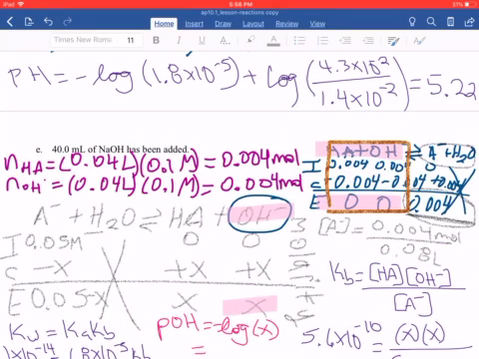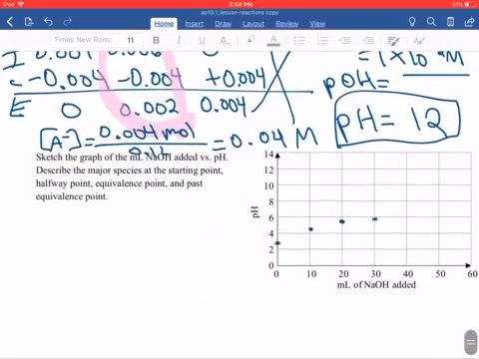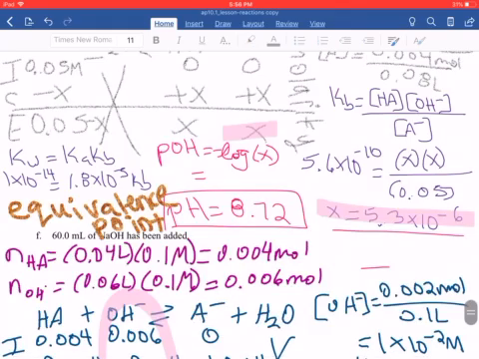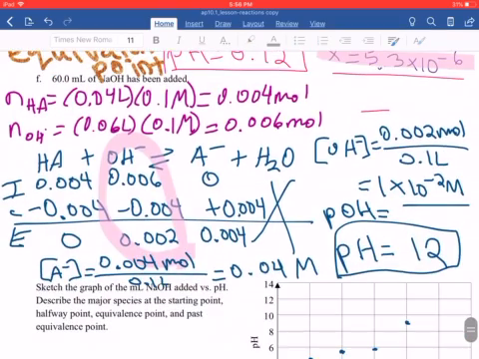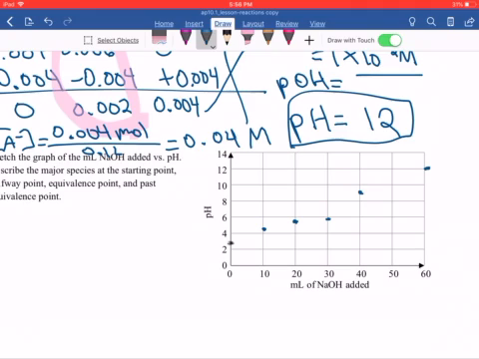All right, 40 milliliters had been added, and our pH was 8.72. And then at 50 milliliters, I believe we skipped 50 milliliters. Yes, we did. And so at 60 milliliters, which is way past the equivalence point, was a pH of 12. And so when we connect the dots, make sure you're connecting the dots in an S shape. Because it's a weak acid, it's going to kind of do this curve at the beginning. It slowly goes up into this S shape, it shoots up, and then it plateaus out.